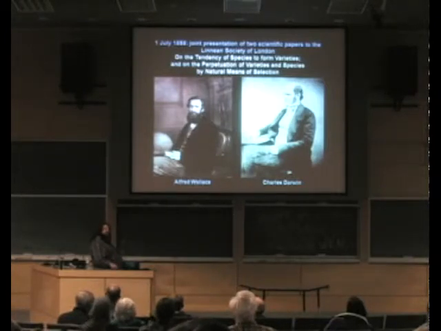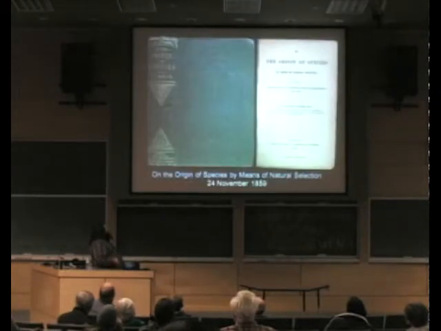The president of the society said at the end of the year, nothing real earth-changing has happened this year in our society, and we'll just go on. But by the next year, 1859, Darwin finally got his tome out on the Origin of Species.